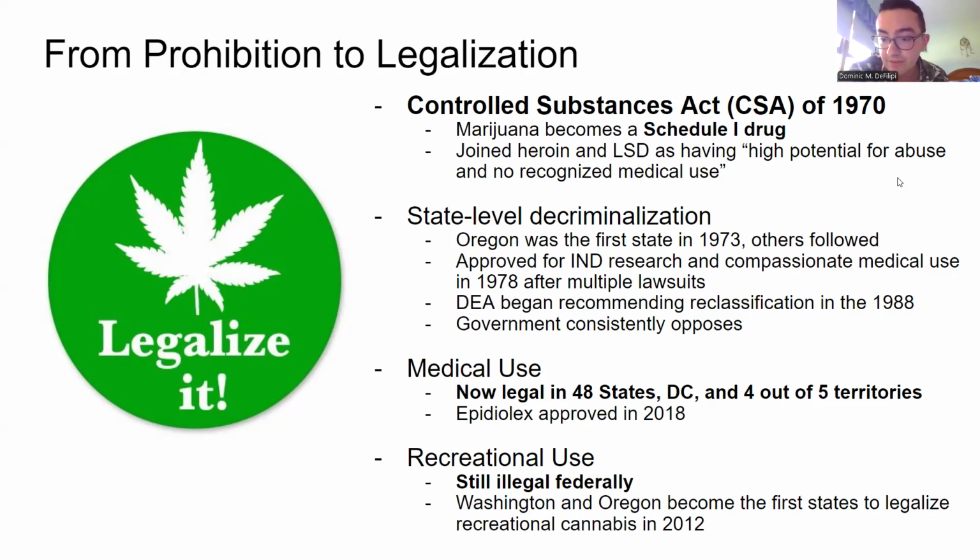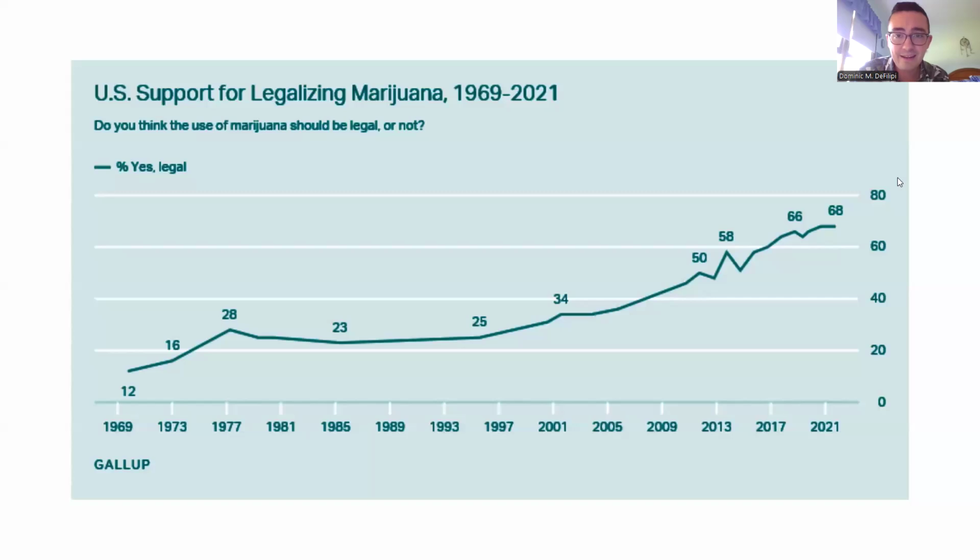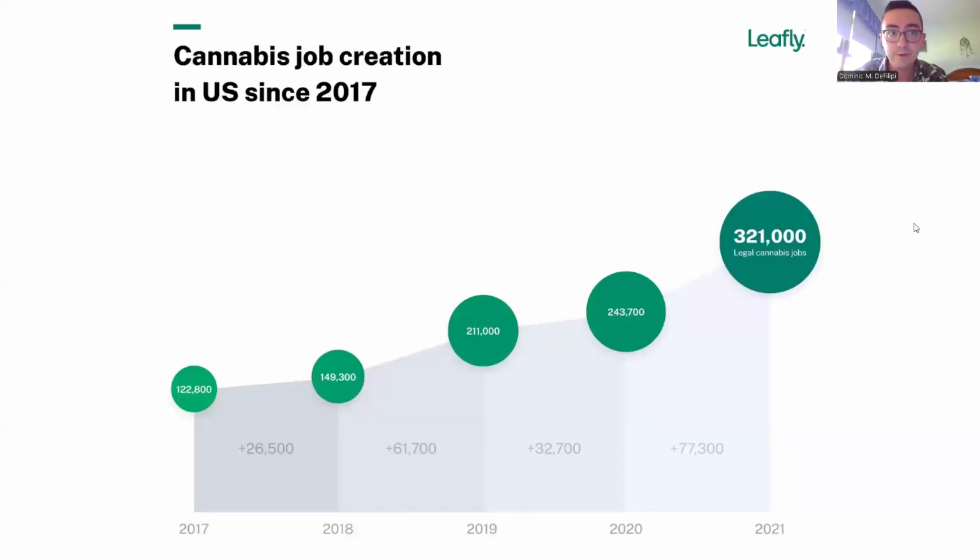Washington and Oregon became the first states to legalize recreational cannabis in 2012, Colorado soon after. And this might be part of the reason why: a great shift in public opinion. We've had a giant shift in public opinion in support for legalizing marijuana. Beginning in 1969, there was only 12% for it, and then 68% that we see from this Gallup poll last conducted in 2021. I'm sure the numbers are probably even higher now in 2024.